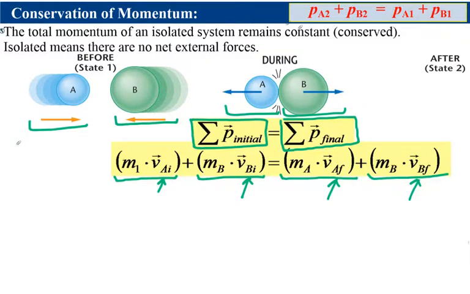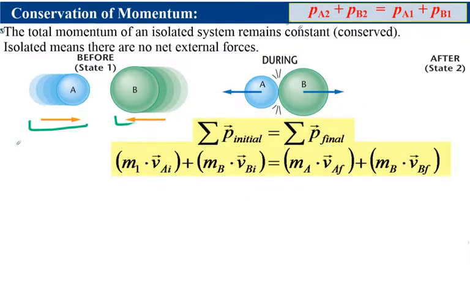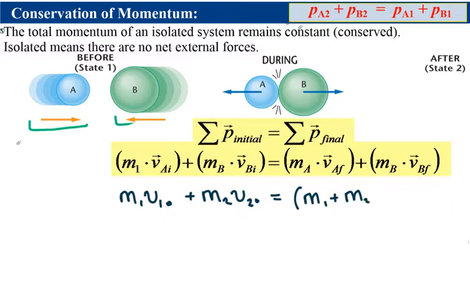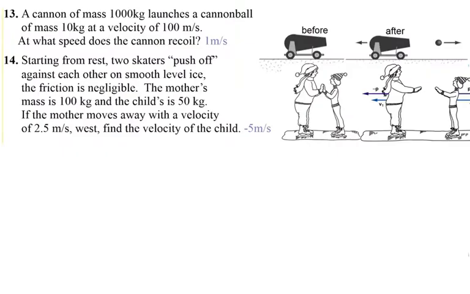But for a perfectly inelastic collision, the formula would look like this. You have mass of the first one times velocity of the first one initial, plus mass of the second one times velocity of the second initial. And afterwards, because they stick together, you have mass of the first one plus mass of the second one, times their velocity final. So their velocity is the same for both of them because they're becoming like one single mass. Let's look at some examples to see how we apply this formula.